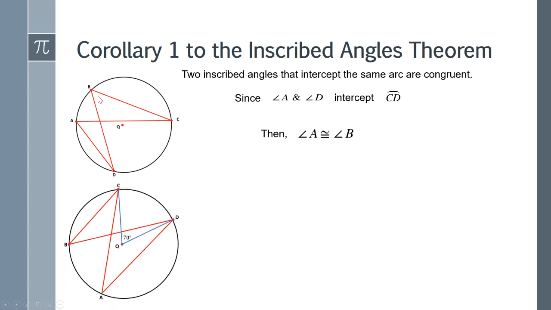So here's an example. Again, we've got some situations here. We've got angle A and angle B. They both intercept arc CD right here. So that means they're going to be congruent, and they equal half of arc CD. Well, what's arc CD? It equals the central angle. So since the central angle is 70, then arc CD is 70, and so angles A and B would be half of that, which is 35 degrees.